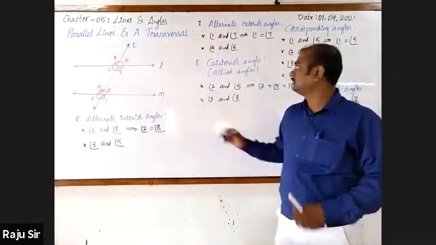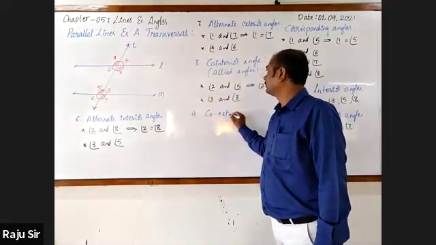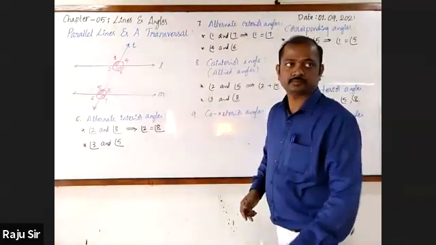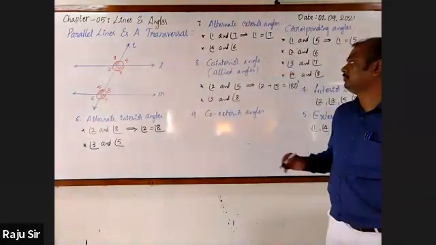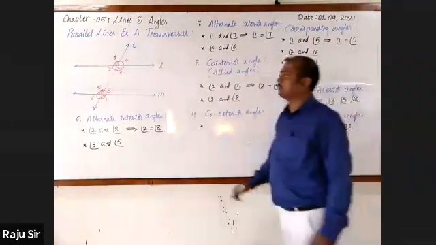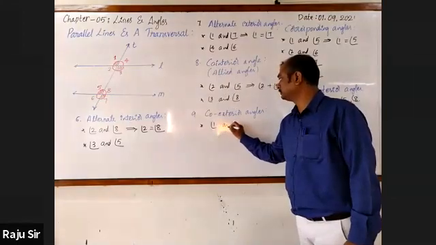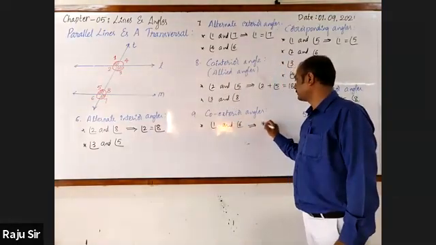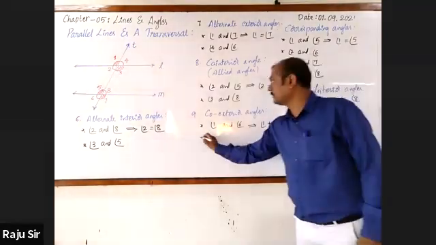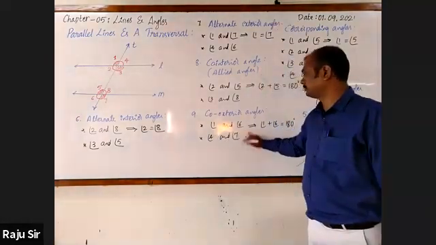Ninth point. Co-exterior angles. Right. Co-exterior angles. And the pairs are angle 1 and angle 6, 4 and 7. What is their sum? 180. Another pair? Angle 4 and angle 5.